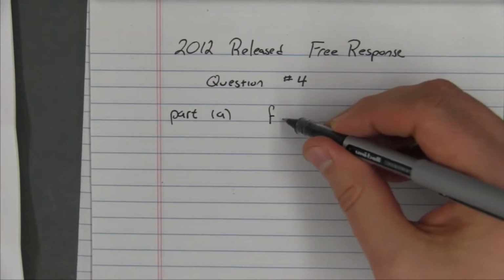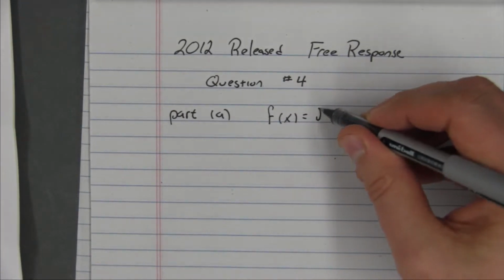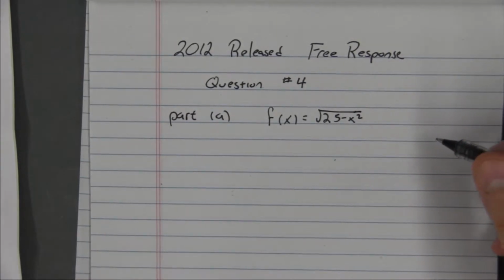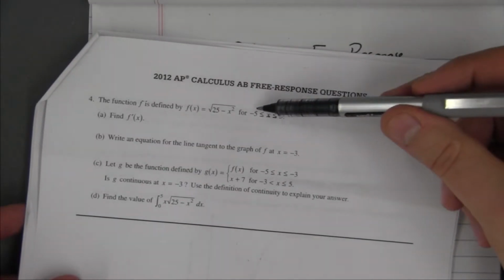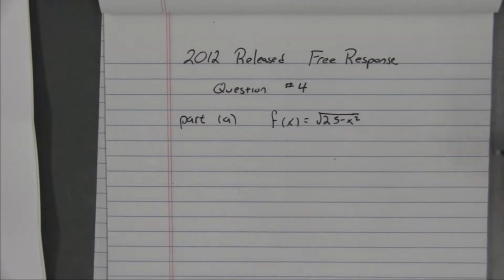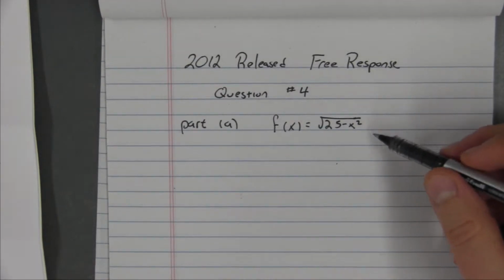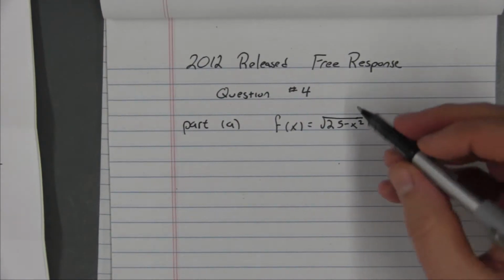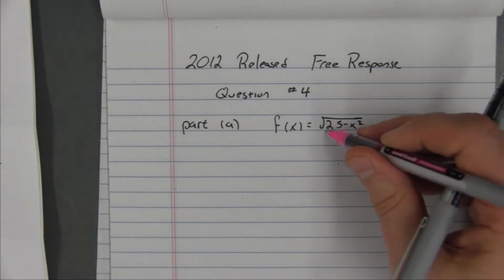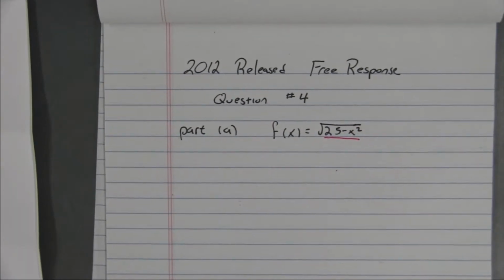And here's our function. F of x equals square root 25 minus x squared. Now, we don't need that restriction for x between -5 and 5. We don't need that for finding the derivative. We can just find the derivative directly. Looks like we have a chain rule because there is one function inside another, inside that square root.